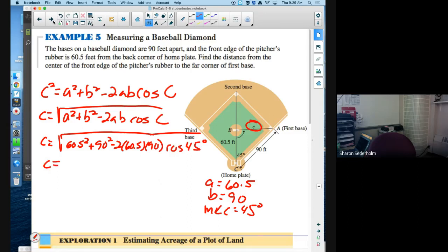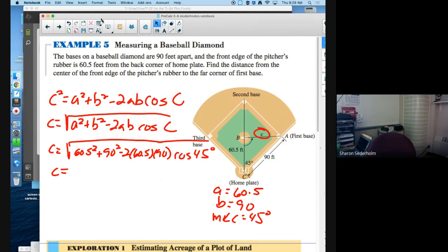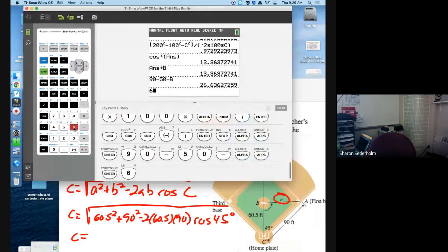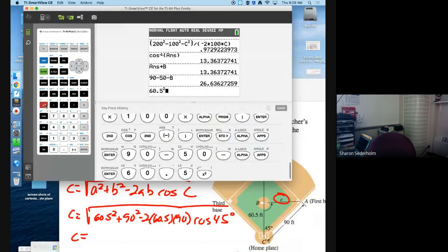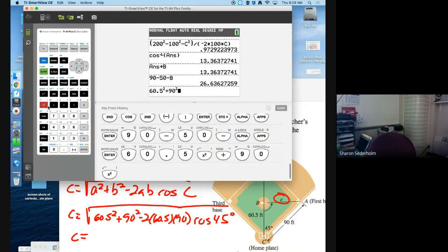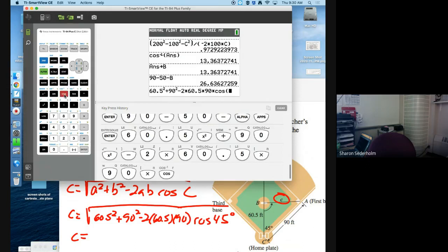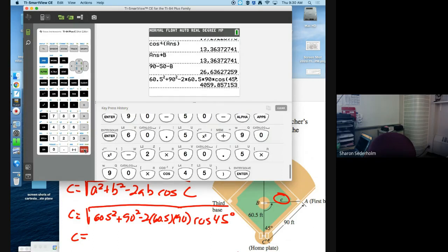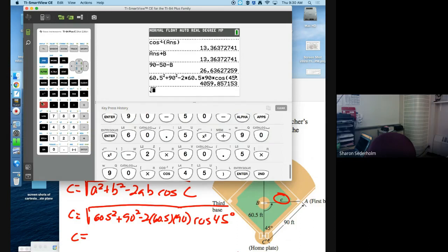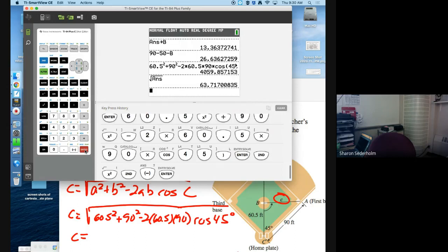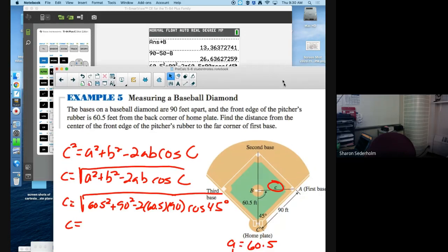I can already hear you tapping away on your calculators. Good, that tells me you're feeling comfortable with all of this. 60.5 squared plus 90 squared minus 2 times 60.5 times 90 times the cosine of 45. And let me double check it, because last time I punched it in, it missed the decimal. Nope, I hit it hard enough this time that it took it. And then the square root of that answer. 63.717 feet.